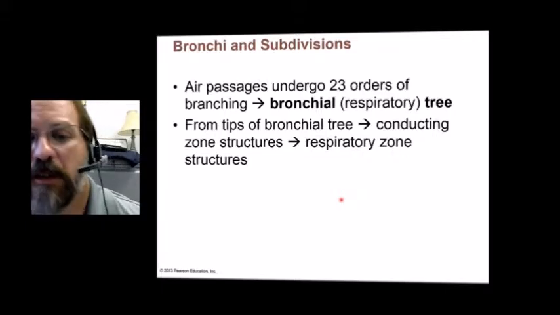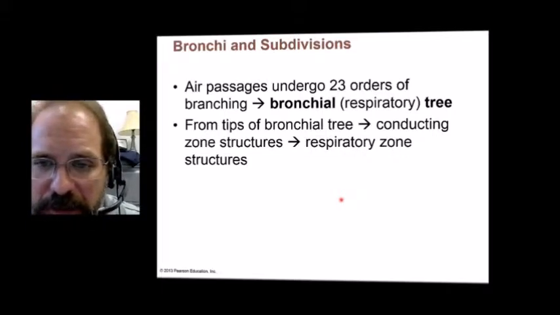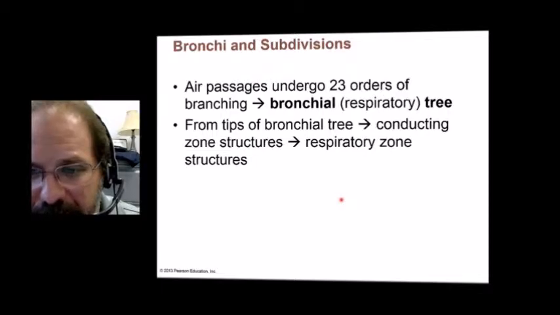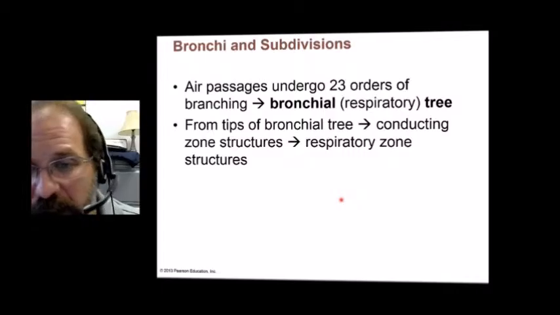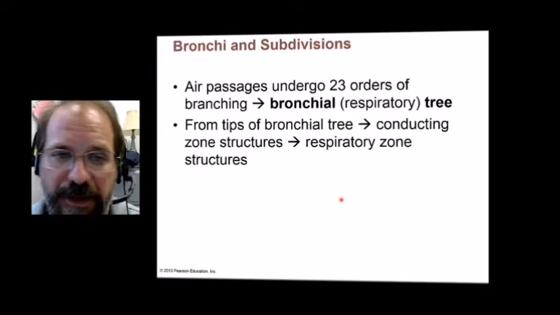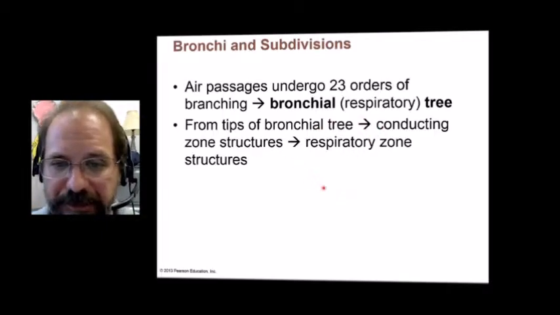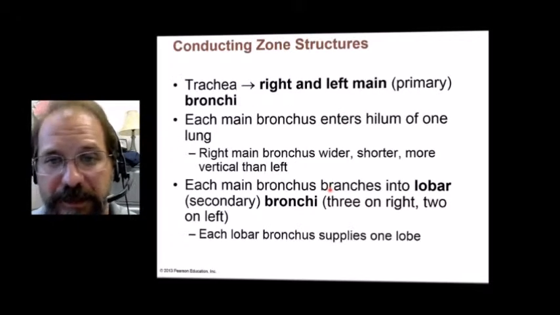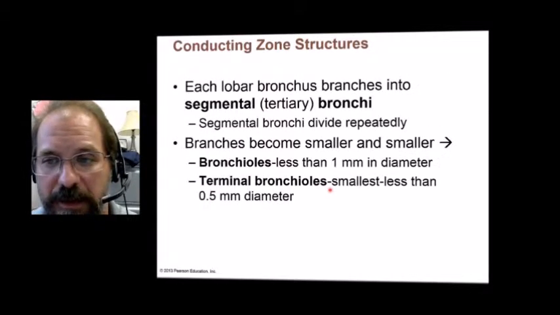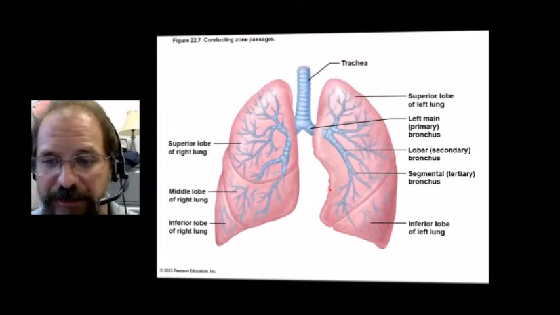Okay, so remember, we're still marching our way through the conducting zone, so now we're traveling down through the trachea, down our 20 or so C-ring cartilages till we get to the bronchi. And the bronchi are just the initial right and left branches, and then they go through what are called secondary and tertiary branches, and then we get to levels of branching called bronchioles. Let's talk about that now. Let's get to a picture.